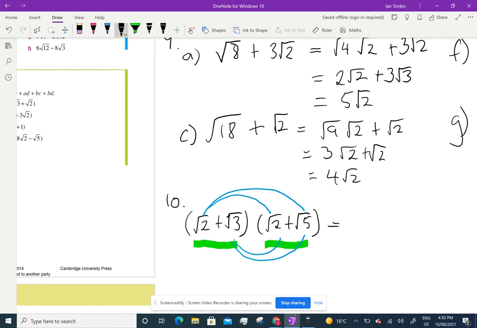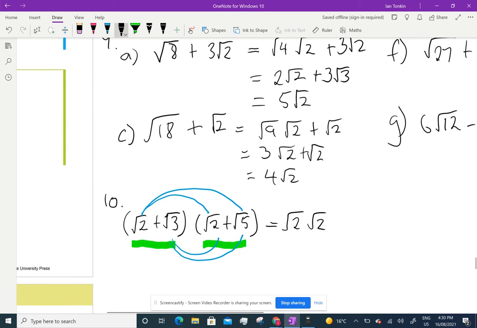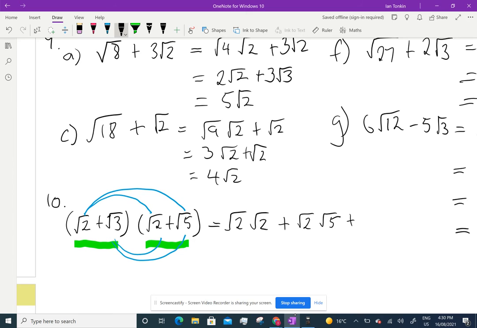So I'm going to write it all out. So I've got root 2 times root 2. I don't need to write the multiplication signs. Plus root 2 times root 5. So they're the first two, the top two blue lines, plus root 3 times root 2, plus root 3 times root 5. All right, let's tidy that up. Root 2 times root 2, 2. Root 2 times root 5, root 10. Root 3 times root 2, root 6. Root 3 times root 5, root 15.